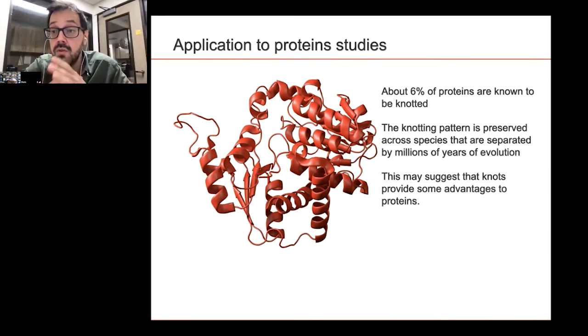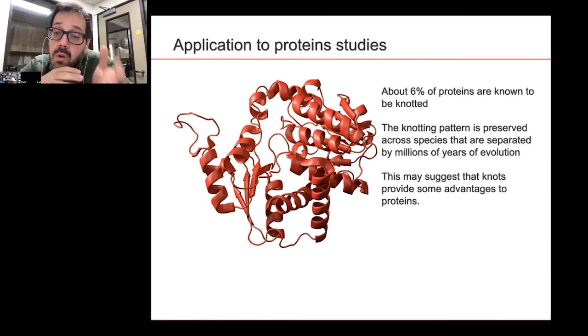It has been found so far that 6% of proteins are known to be knotted. They have some kind of knot in their conformation. And this knotting pattern is preserved across species separated by millions of years of evolution. So humans and yeast share a knot in a protein in the same place, more or less. One example. And why is that there? Was it selected by evolution? Is it an accidental thing that didn't hurt the cell or the protein and kept on through evolution? We don't know.